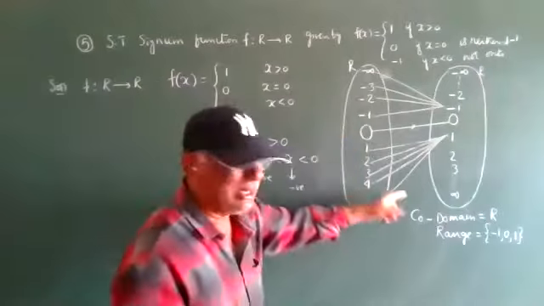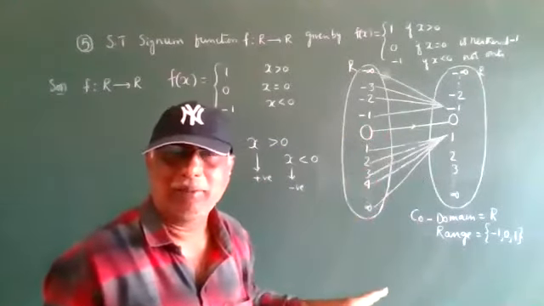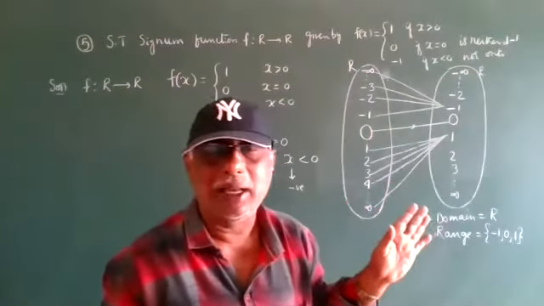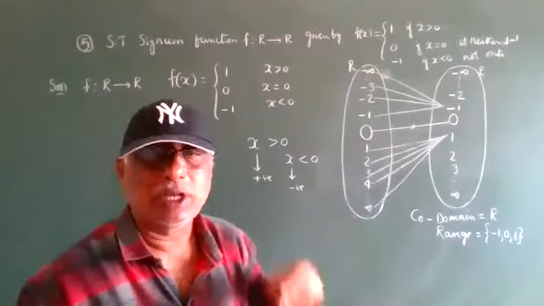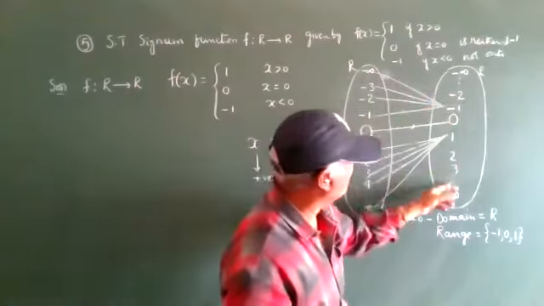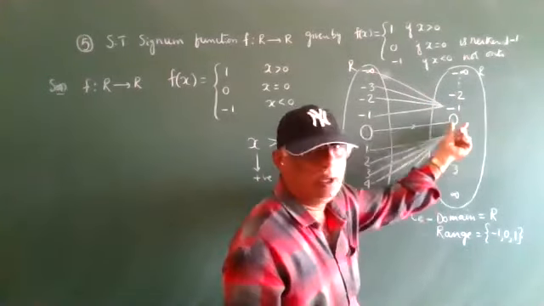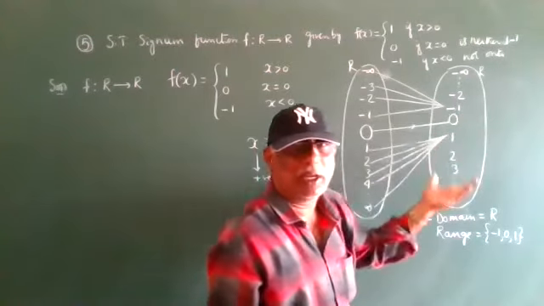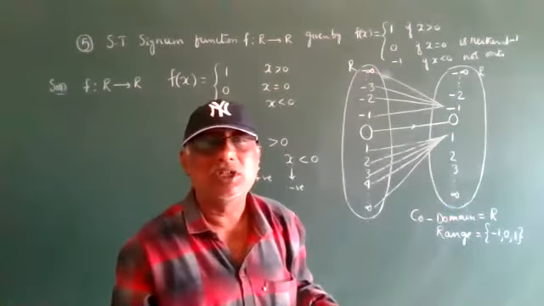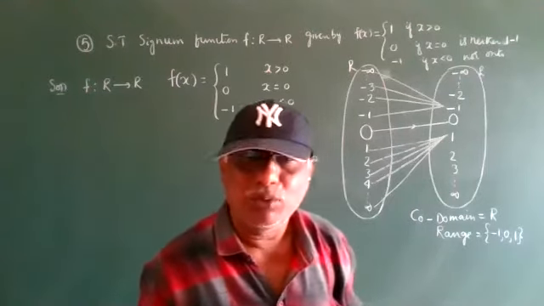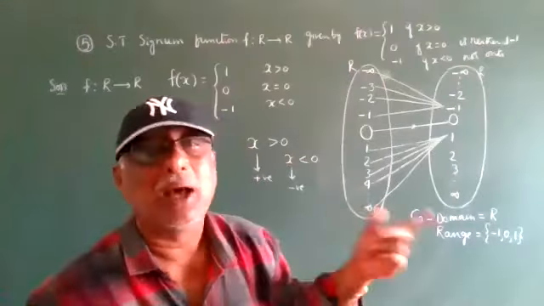Next, the codomain is all the real numbers, meaning positive values and negative values. But the range is only minus 1, 0, plus 1. Mapping elements are only three. The codomain and the range are not equal. Simply we say that it is not an onto function. So it is neither one-one nor onto.